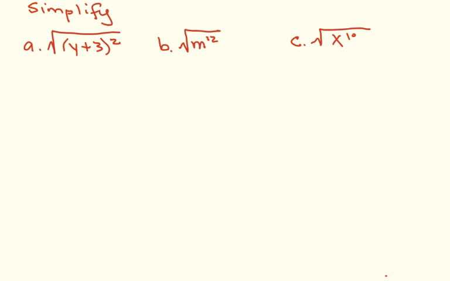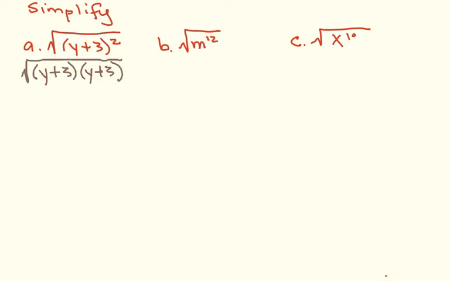In these examples, we're asked to simplify radical expressions. The first one, we have the square root of y plus 3 squared. And just to show you how we can think about this, really you can think about the square root and the square kind of, in essence, canceling each other out. But if you're having a hard time with that, let me just show you this once.